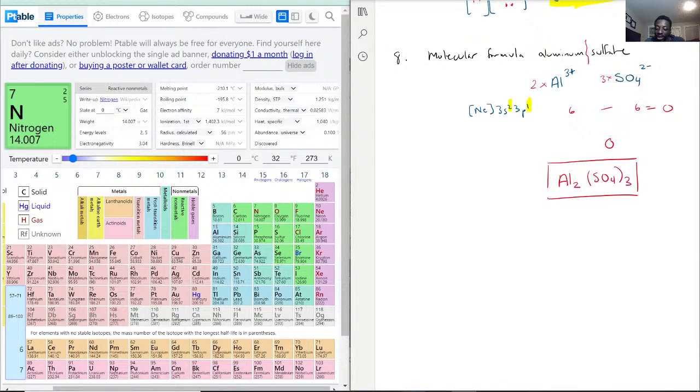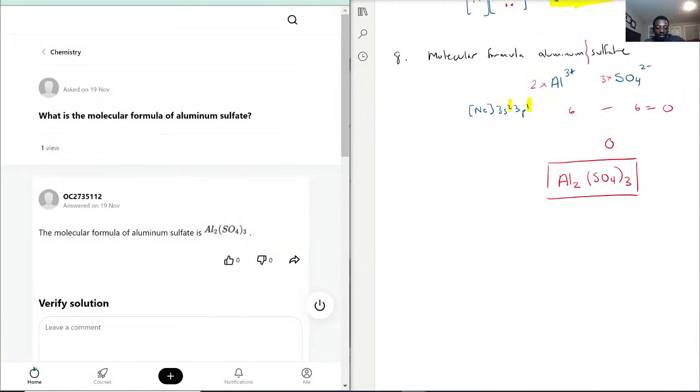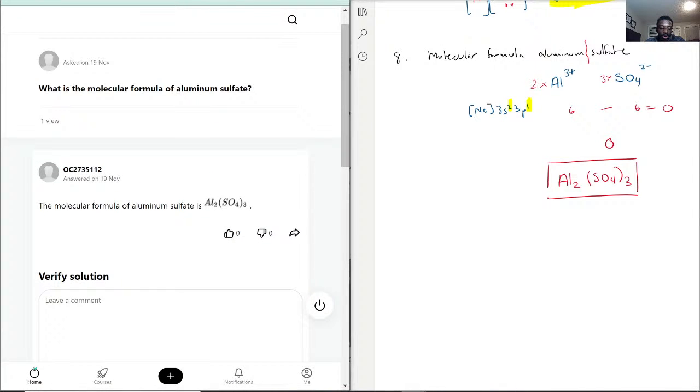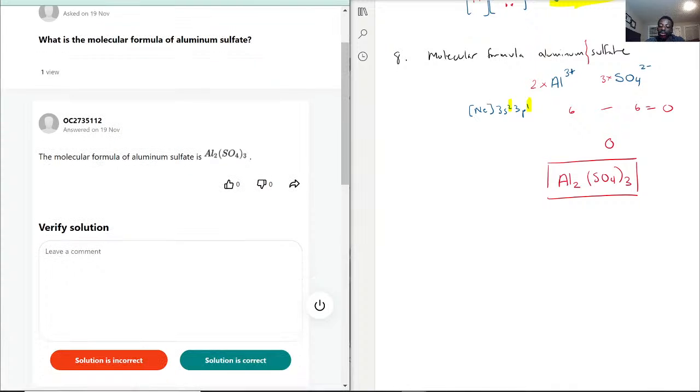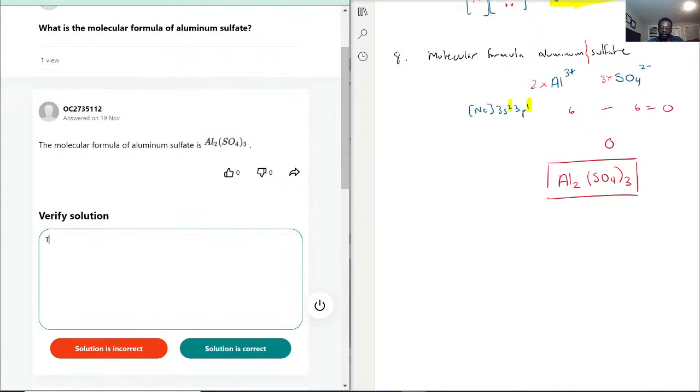Now, as you can see, Lance, we would have never gotten this and would have probably put the wrong values in different places. So let's see how we did though. Yep. The molecular formula for aluminum sulfate is Al2(SO4)3. So this is correct.